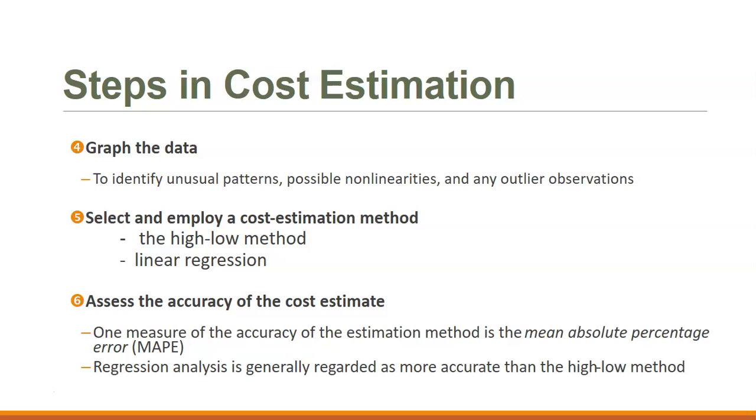Then we have a cost estimation method. We have the high-low method and the linear regression method. Then we want to assess the accuracy of that cost estimate. So one measure of the accuracy of the estimation method is the mean absolute percentage error, also called MAPE. Regression analysis is generally regarded as more accurate than the high-low method.